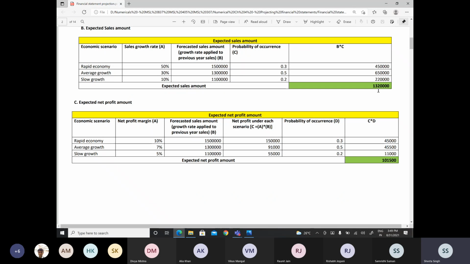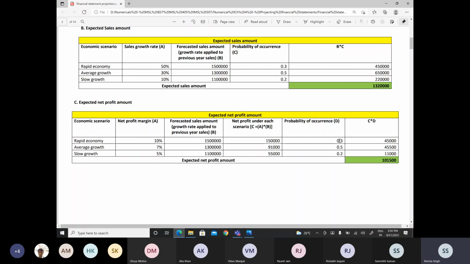Okay. Similarly, we can also calculate the net profit. Now, all of you know that net profit margin is nothing but net profit upon sales. So if in the rapid economy the net profit margin is going to be 10%, then it is going to be 10% of 1.5 million, which is $150,000.